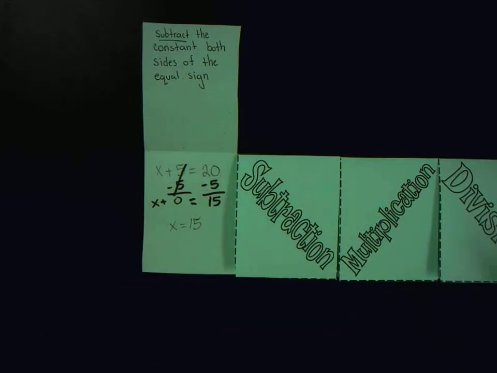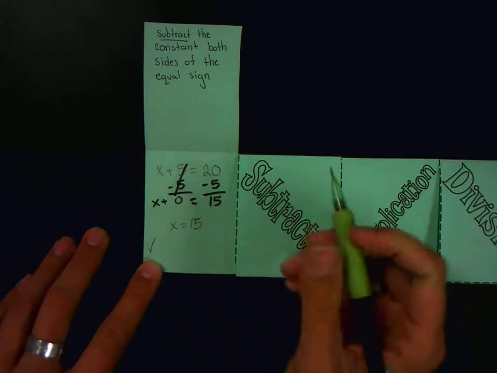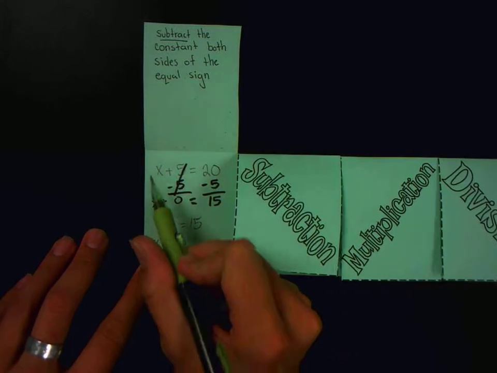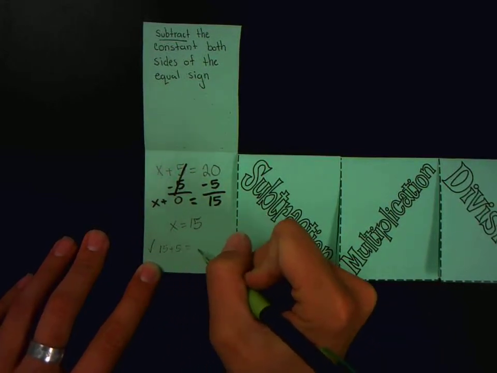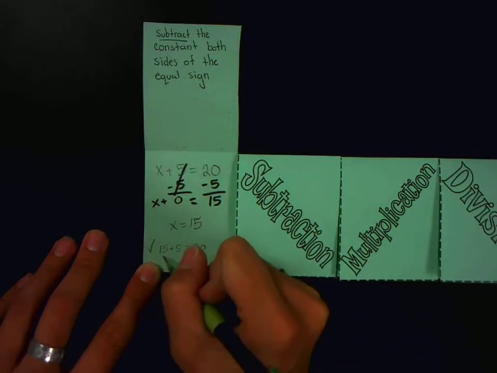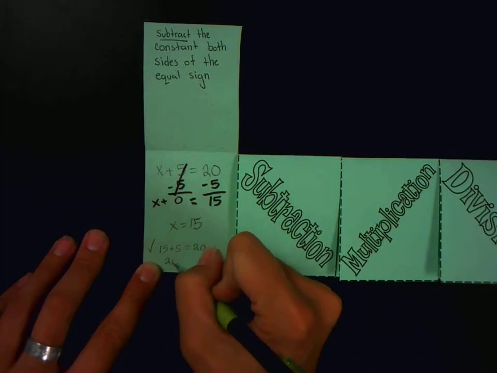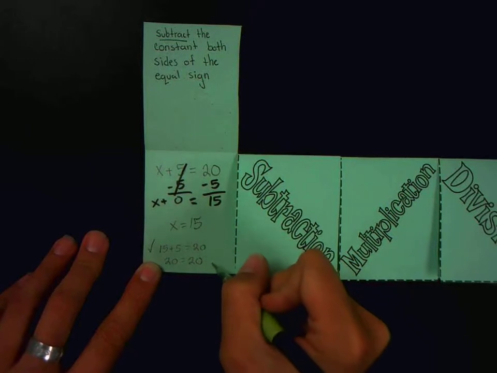So in order to check it, I'm going to plug in this 15 for x. So I'm going to do 15 plus 5, and let's see if that does equal 20. 15 plus 5, that's 20. 20 equals 20. Is that a true statement? Absolutely. So I'm going to put a check mark. That's correct. All right, not too bad.